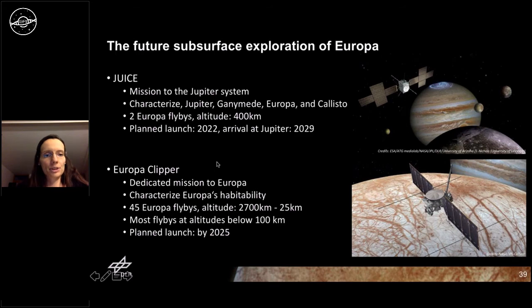The Europa Clipper mission is a NASA mission which is dedicated to Europa and dedicated to characterizing this Jupiter moon's habitability. It will have 45 flybys at Europa at altitudes between 2,700 and 25 kilometers, with most of the flybys at altitudes below 100 kilometers. And the planned launch for this mission is by 2025.